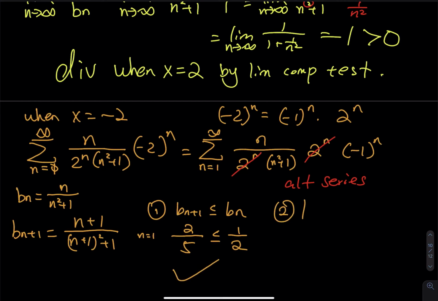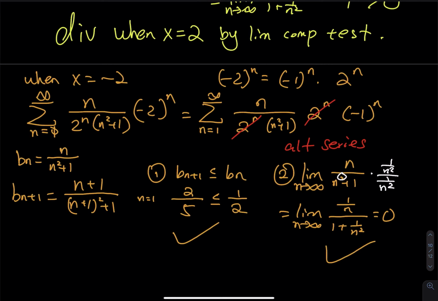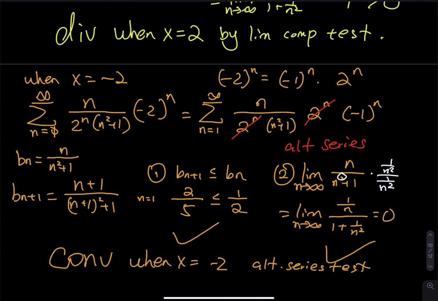And then number 2, you have the limit as n approaches infinity of bn, that is n divided by n squared plus 1. We decide the highest degree in the denominator is 2, so we divide each term by n squared. So we have the limit as n approaches infinity of 1 divided by n times 1 plus 1 divided by n squared. As n approaches infinity, that is 0. So number 1 and 2 are satisfied. Then the series converges when x equals -2 using the alternating series test. So we have a diverge and a converge.